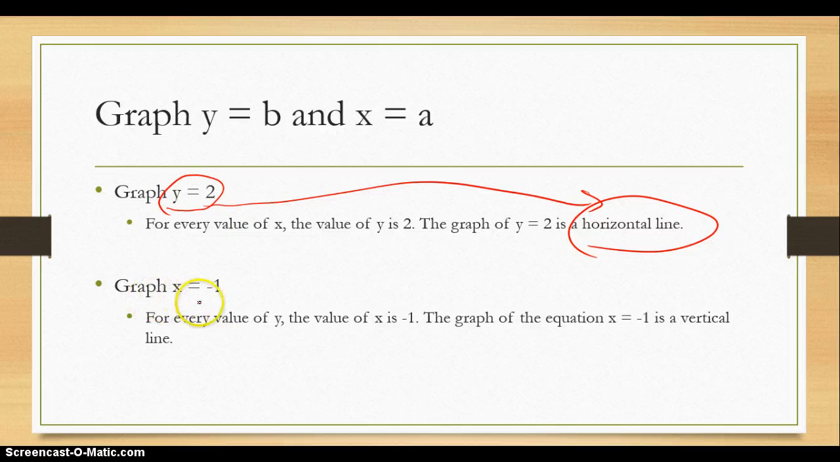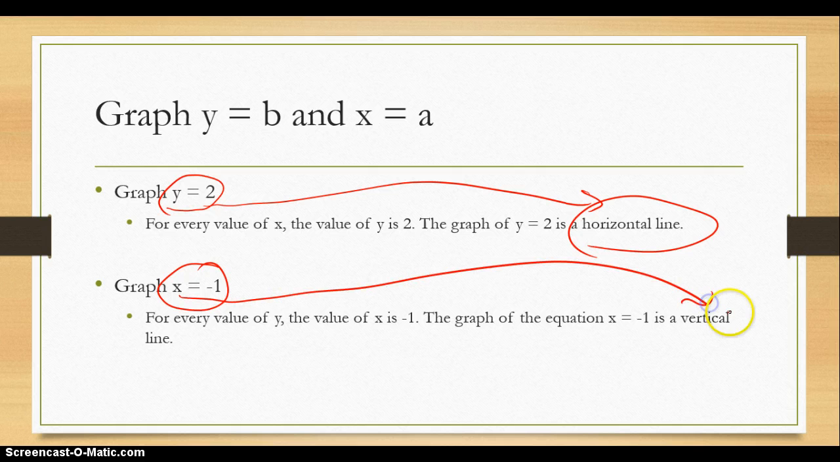So graph x equals negative 1. For every value of y, the value of x is negative 1. The graph of the equation x equals negative 1 is a vertical line. We definitely know something is unique about this, because usually in graphing, everything is set equal to y. But now we have x equals without a y. So anytime you have x equals a number without a y, it's automatically a vertical line.